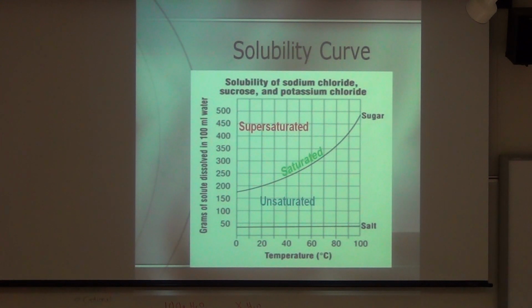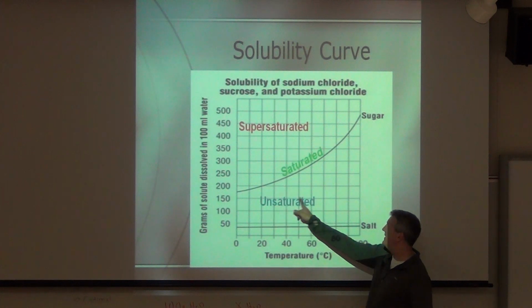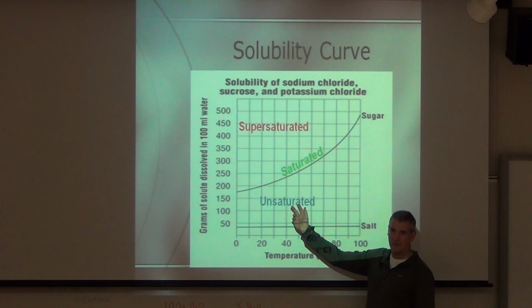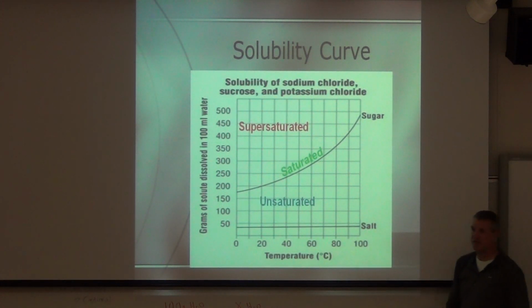Salt is much less temperature dependent, but the curve just tells you how much of a solute you can dissolve in 100 grams or 100 milliliters of water. If the value is right on the line, then the solution is saturated, which means we've dissolved as much as we can. If we're talking about something under here, if we're talking about 150 grams of sugar at any temperature, that solution is going to be unsaturated, which means we could dissolve a little more sugar in there. And if it's above the line, then it's supersaturated.